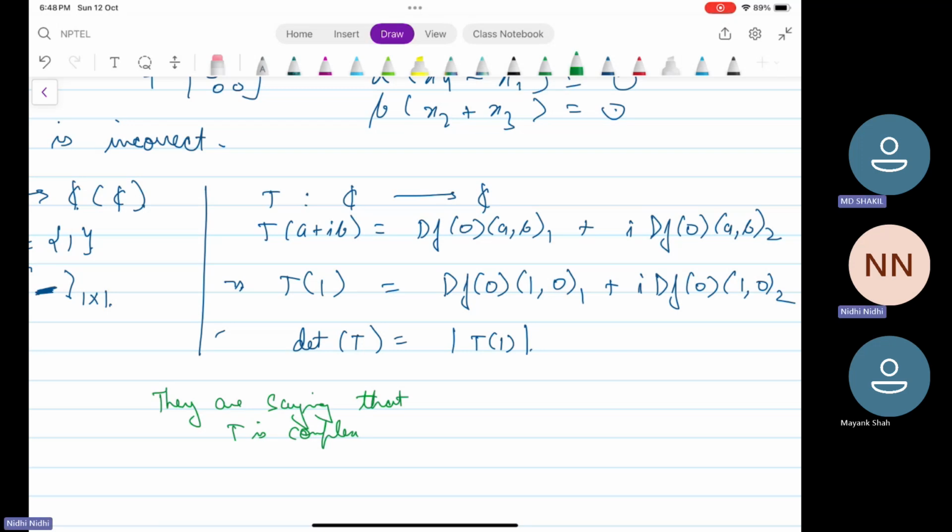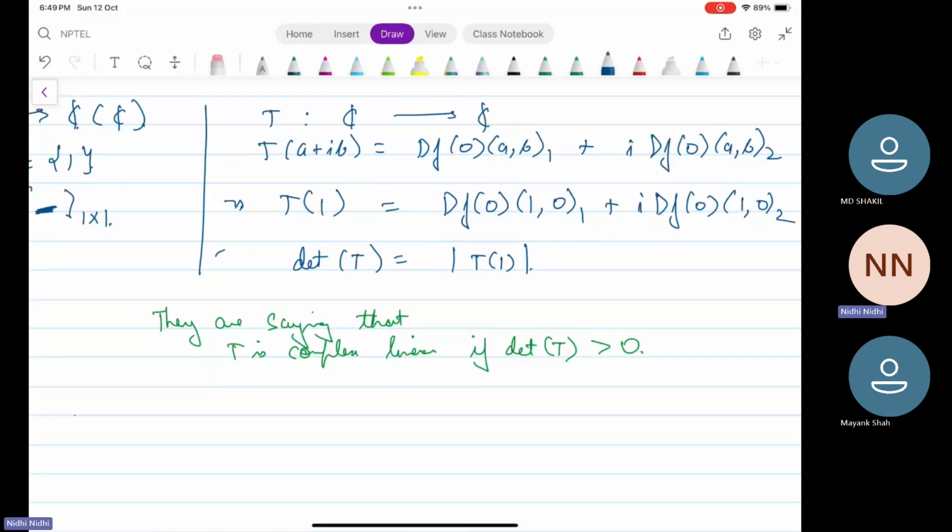T is complex linear if the determinant of T is strictly positive. Now, I'm saying that this is not true. That means there exists some T such that the determinant is less than or equal to 0, but it is still complex linear.